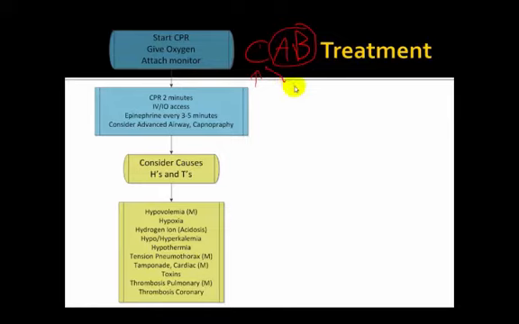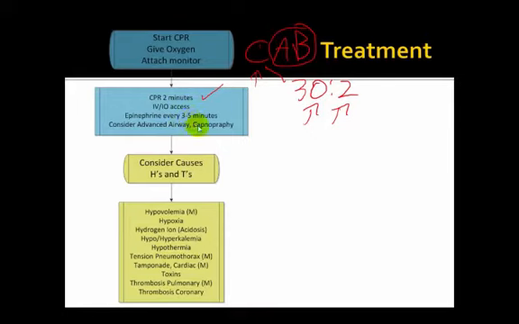CAB will be done in BLS mode at a ratio of 30 to 2, 30 compressions to 2 ventilations. We're going to do things in 2-minute cycles and check for pulses in between, no longer than 10 seconds. We should initiate an ALS bridge in these 2-minute cycles, IV-IO access.